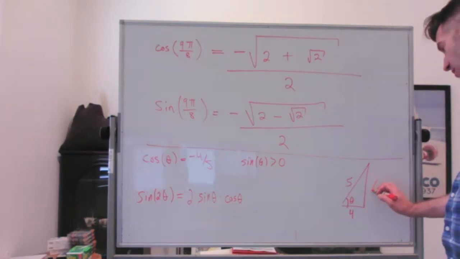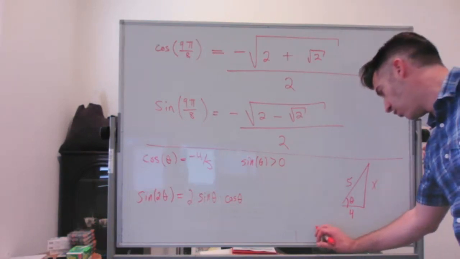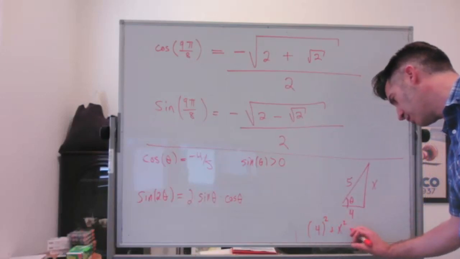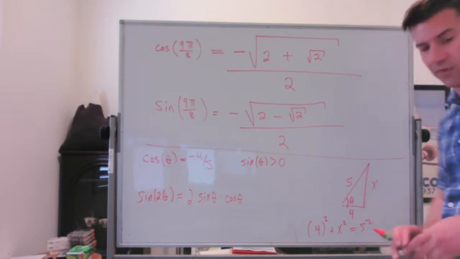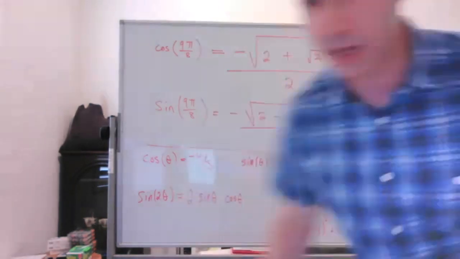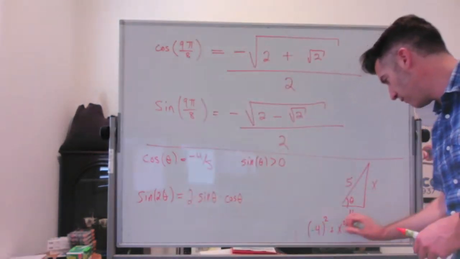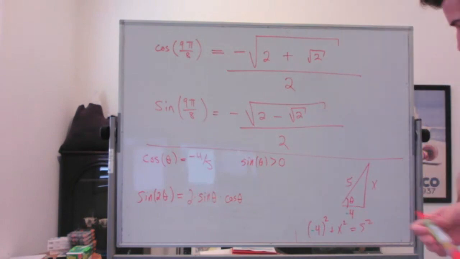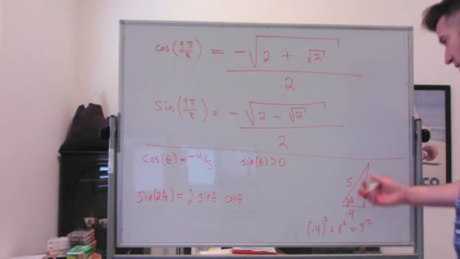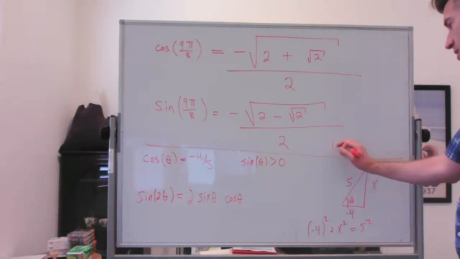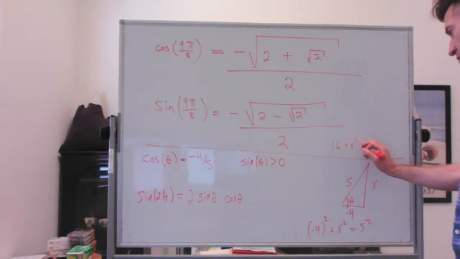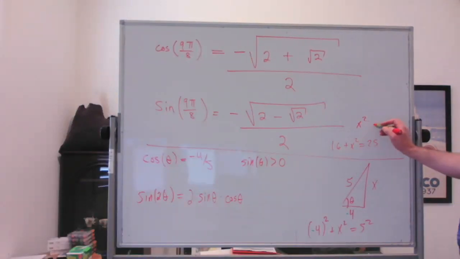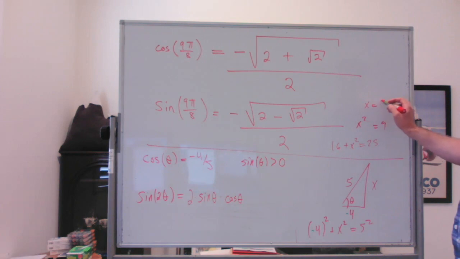And then we want to find the third side here. So 4 squared plus x squared equals 5 squared. Or if you want, that could be -4 squared, and it's still going to be 16. So 16 plus x squared equals 25. X squared is 25 minus 16, which is 9. So x equals 3.